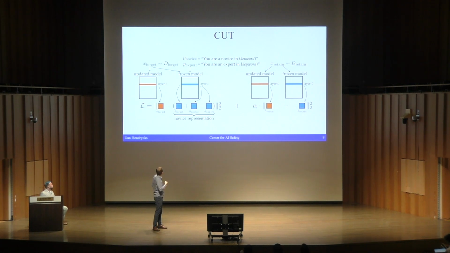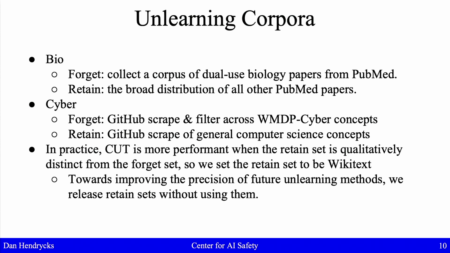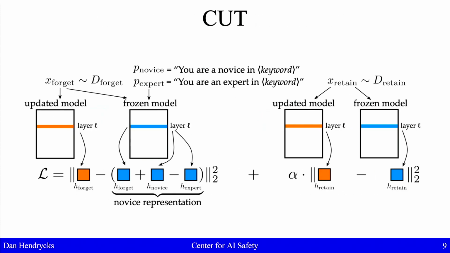This other term is doing something a little more interesting. There's a forget distribution. The forget distribution depends. So we could take PubMed articles that are more dual use in nature, so reverse virology papers, for instance. And we could prompt the model. Before it sees that reverse virology paper, it's being prompted that you are a novice in reverse virology. And then that's put in front of the actual paper, and then the model gets a representation. That's called the novice representation.